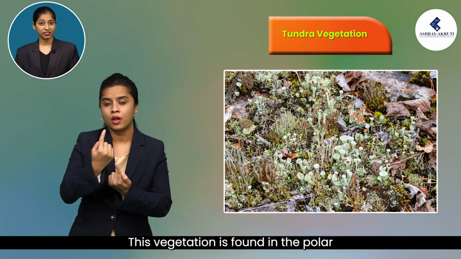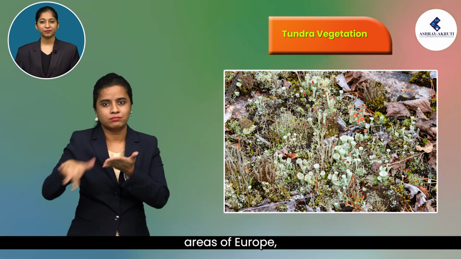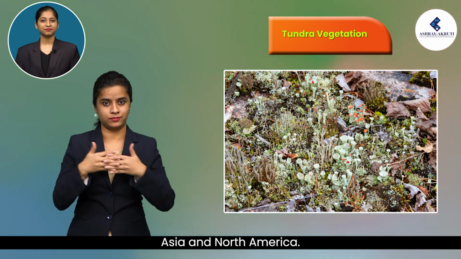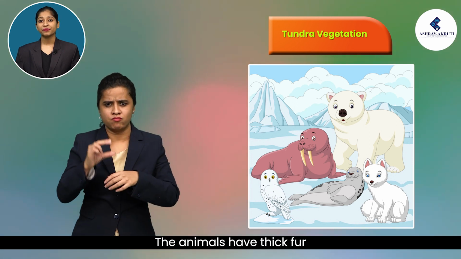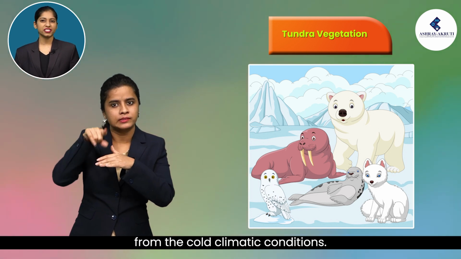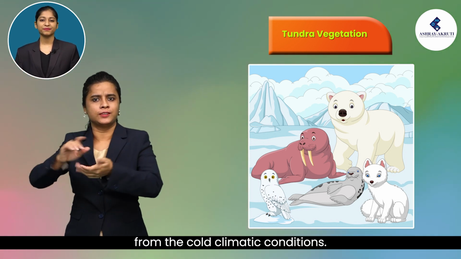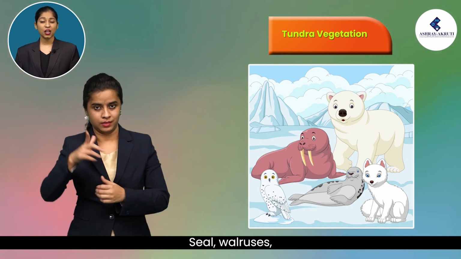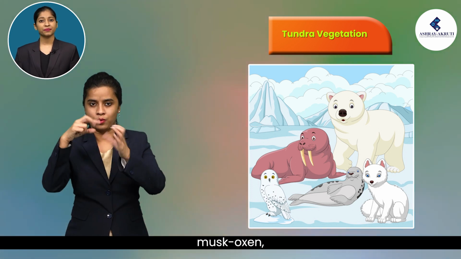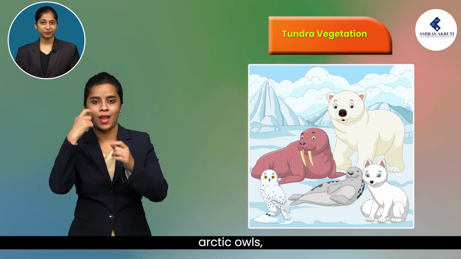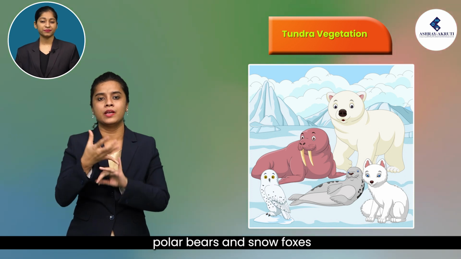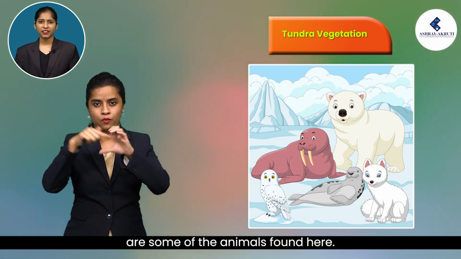This vegetation is found in the polar areas of Europe, Asia and North America. The animals have thick fur and thick skin to protect themselves from the cold climatic conditions. Seals, walruses, musk oxen, Arctic owls, polar bears and snow foxes are some of the animals found here.